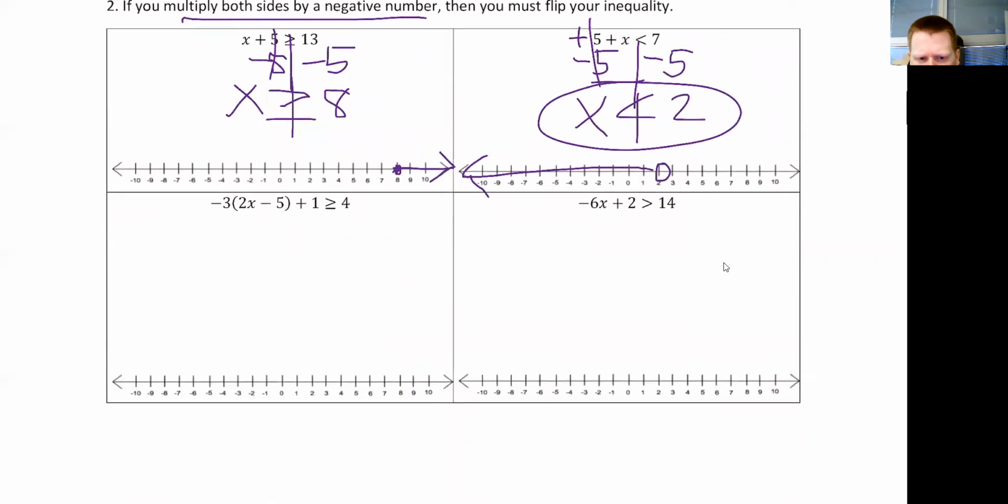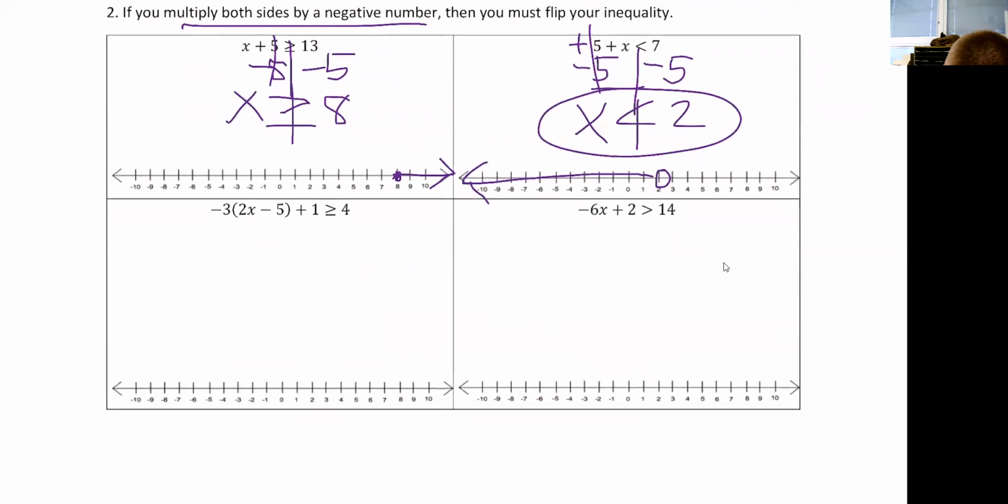Let's look at one that has a little bit more going on. So this one, like I said, we could start by distributing because we have a number in front of parentheses. So remember, when you distribute, you just multiply. So we're going to multiply by -3. So -3 times 2x would be -6x. -3 times -5, well, that would be +15. This +1 just comes down. And we're just going to keep the greater than or equal to 4.